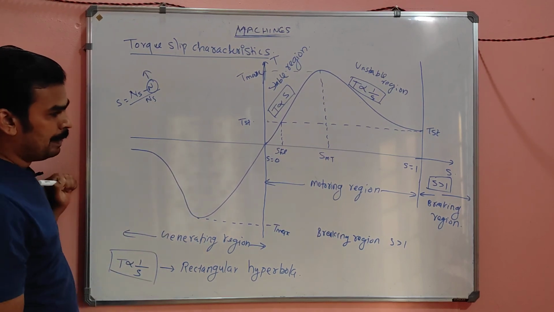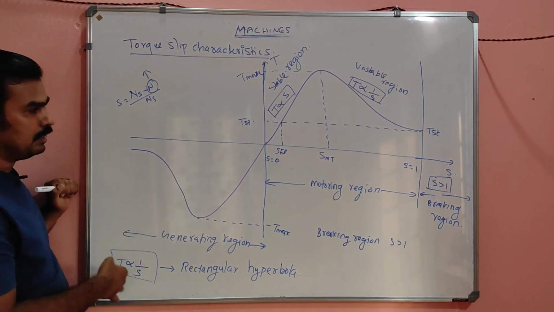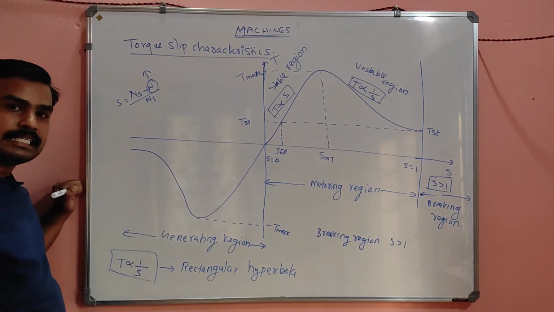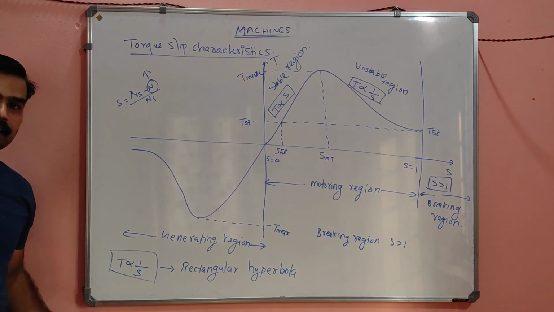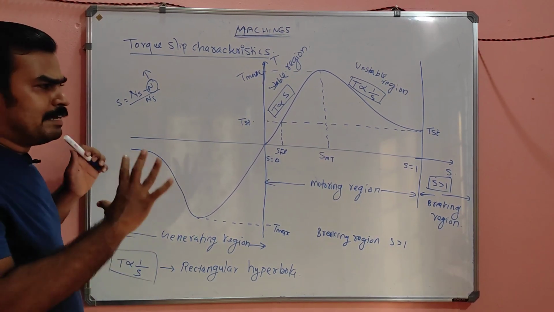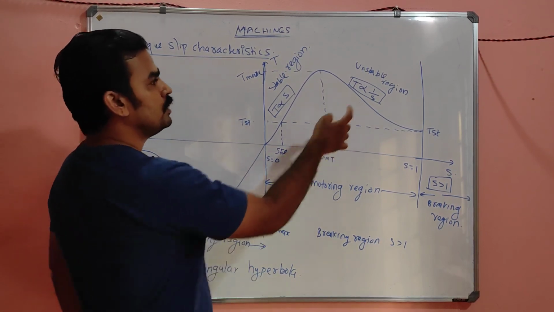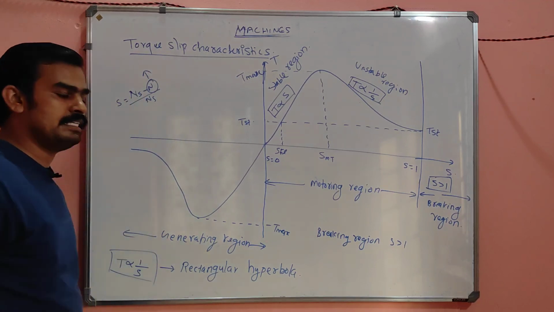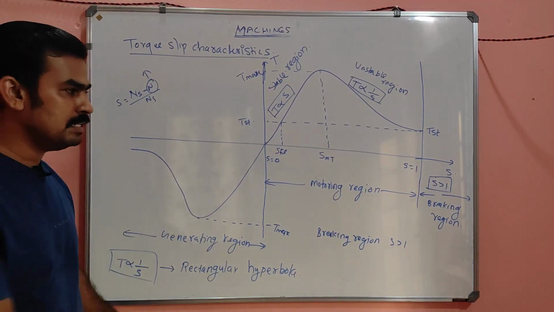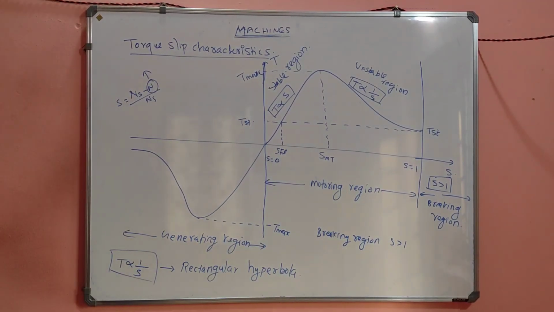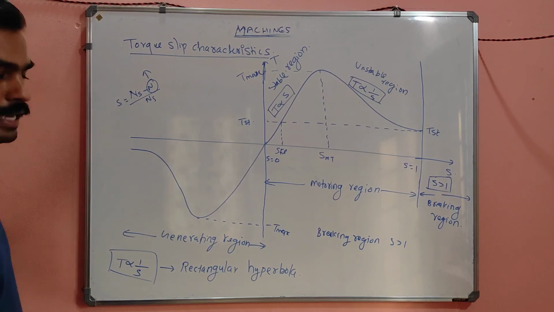Similarly here also something will happen, but the torque is in the reverse direction, which means it is a generating region. The induction generator and all will cover this section. These parameters are not that important. You just learn T proportional to S is called the stable region, T proportional to 1/S is called the unstable region, motoring region, and braking region. Simple, just know these regions. Okay. So that's all about the torque slip characteristics.